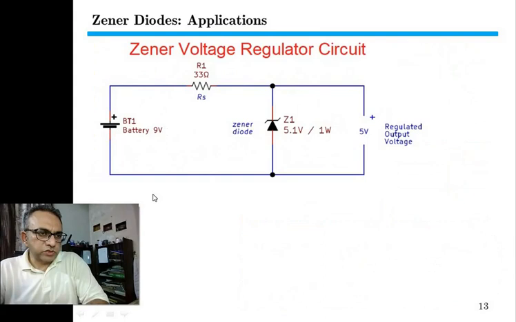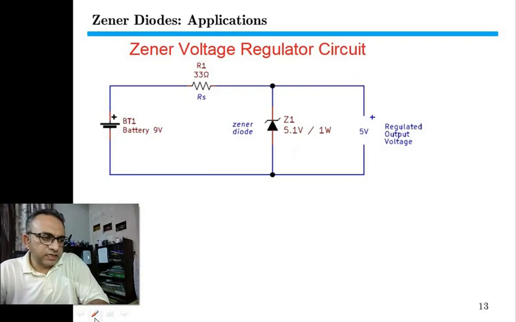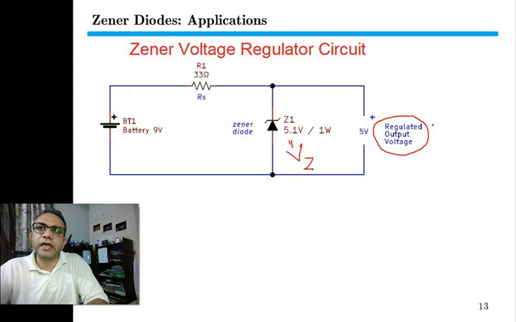The next slide shows an example circuit application of the Zener diode. Here we are using a battery of 9 volts, a series resistance of 33 ohms, and a Zener diode with a voltage of 5.1 volts. This means that VZ is equal to 5.1 volts. The output voltage will be regulated, that is, we will have a maintained output voltage nearly equal to 5 volts.